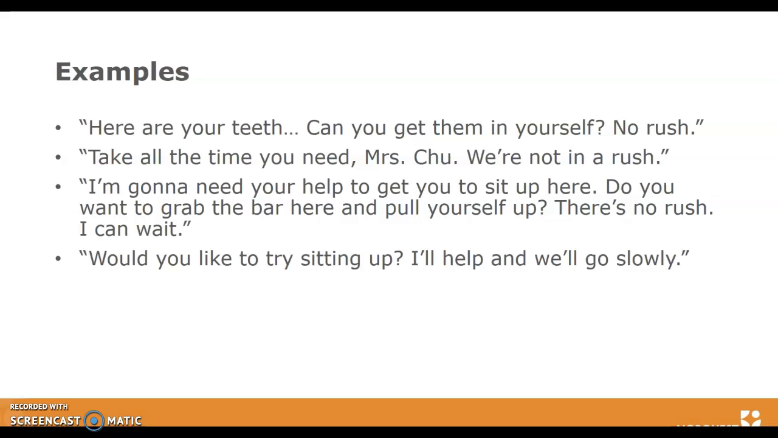I'm going to need your help to get you to sit up here. Do you want to grab the bar here and pull yourself up? There's no rush. I can wait. Would you like to try sitting up? I'll help, and we'll go slowly.